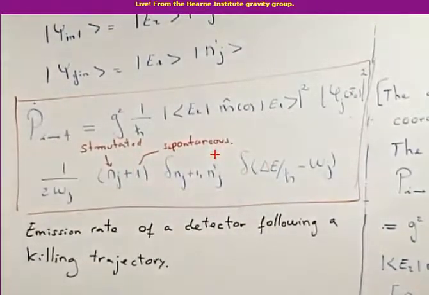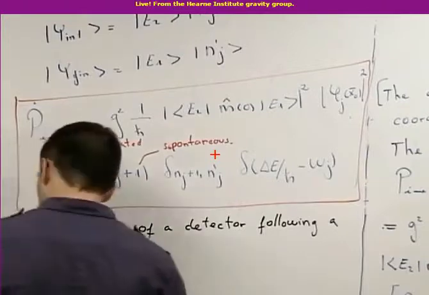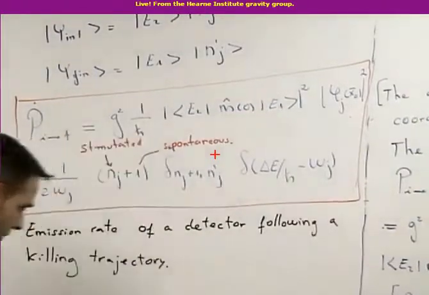So this is what we will expect. The more quanta we have initially in the field, the more likely it is to emit 1 particle, and this is what in quantum mechanics we call stimulated emission.